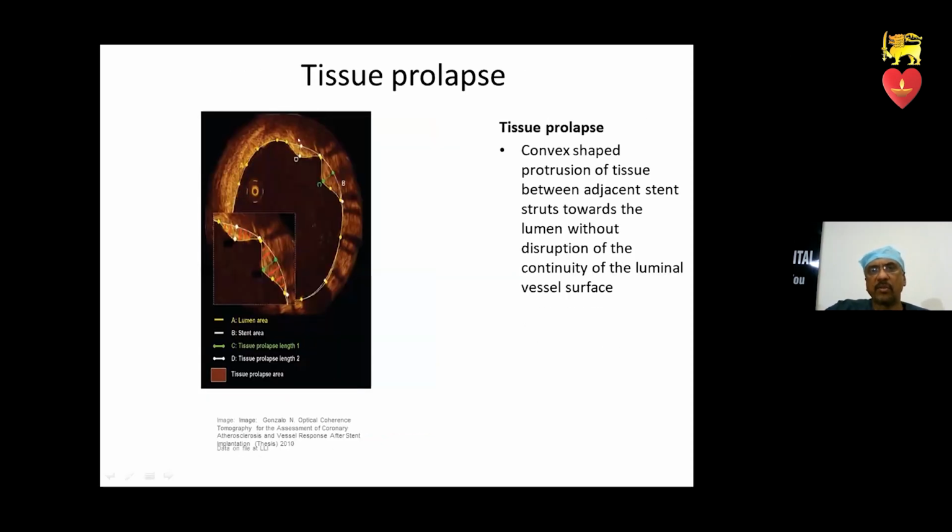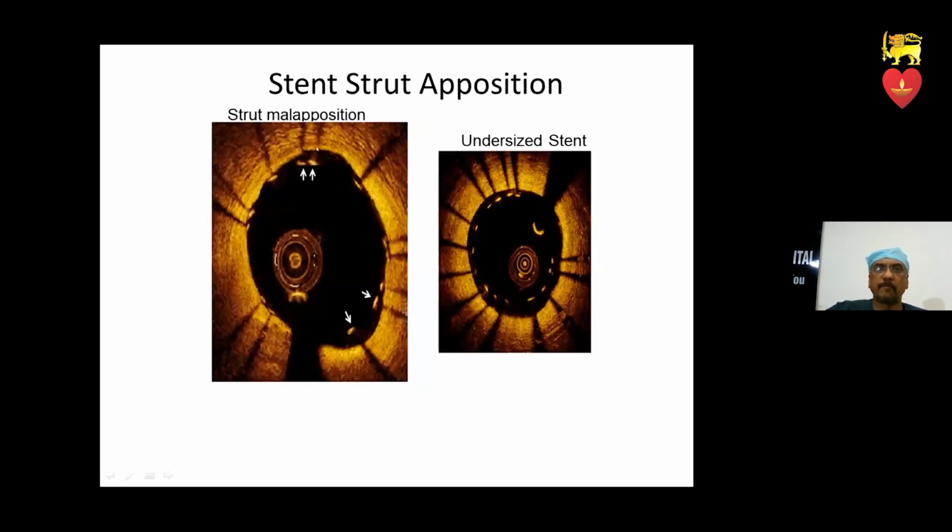This image is also something which we see once in a while. This refers to tissue prolapse. In tissue prolapse, you see a convex protrusion of tissue between two stent struts towards the lumen without any disruption of the continuity. Because if there's disruption, it would mean a dissection. So this is tissue prolapse between two struts: a convex bulge with an intact surface.